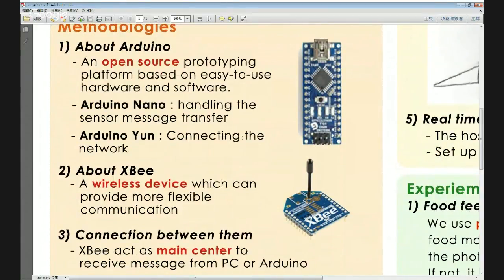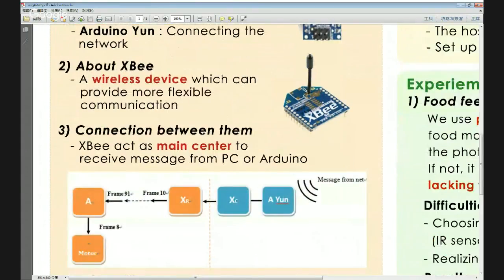About XBee, XBee is an equipment that can communicate wirelessly. Therefore, it can provide more flexible communication for us. So, how do they connect together? As we can see, XBee acts as the center between the Arduino and the PC. XBee can receive the message from Arduino or PC and send it back to each other in order to let the Arduino and the PC communicate.